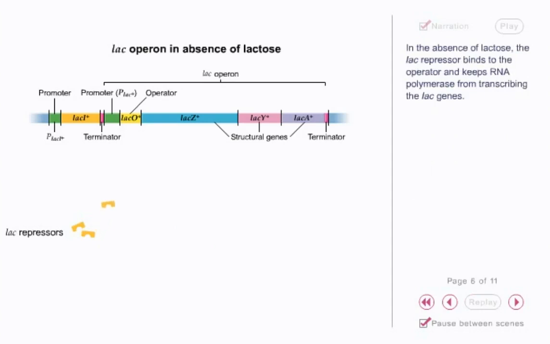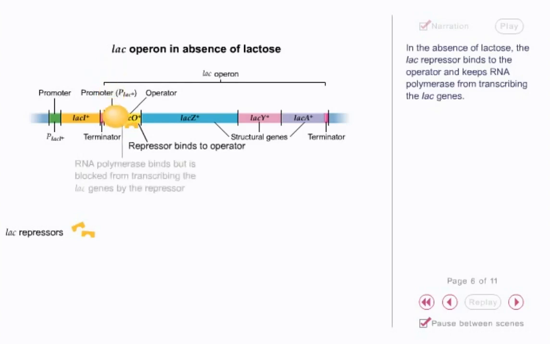In the absence of lactose, the lac repressor binds to the operator and keeps RNA polymerase from transcribing the lac genes.